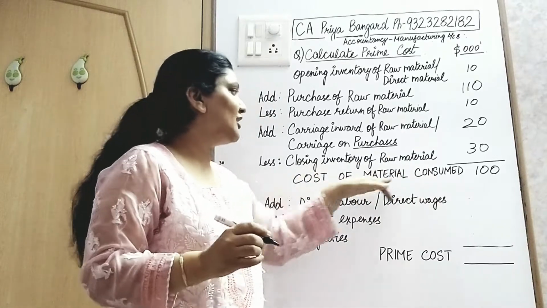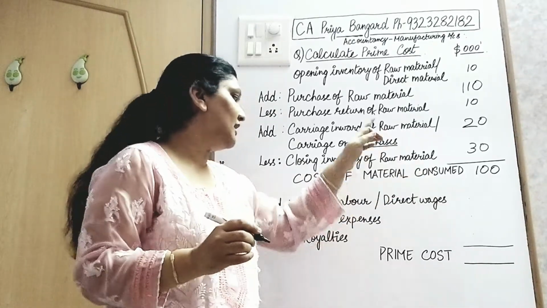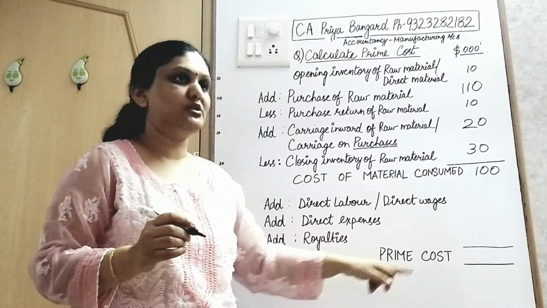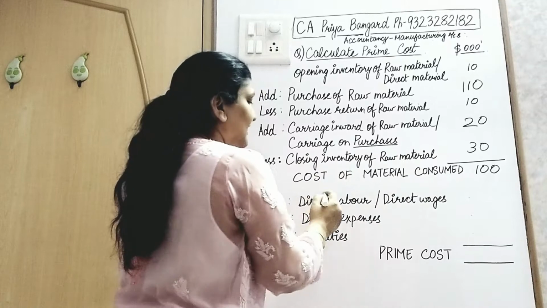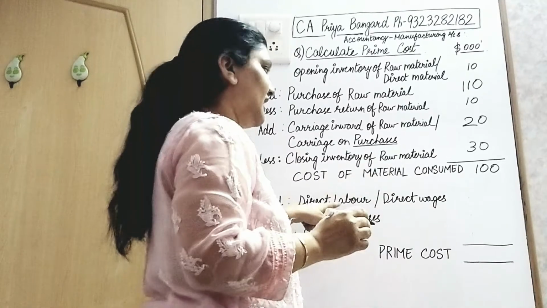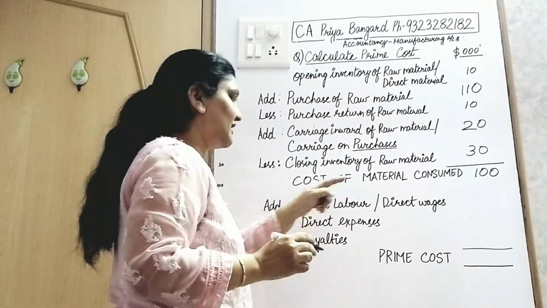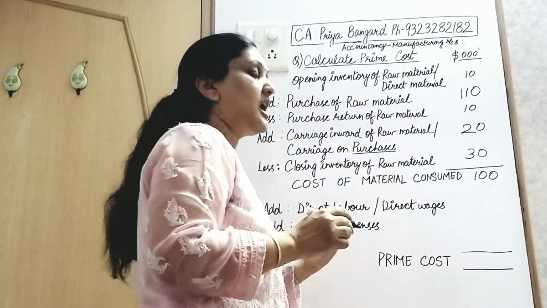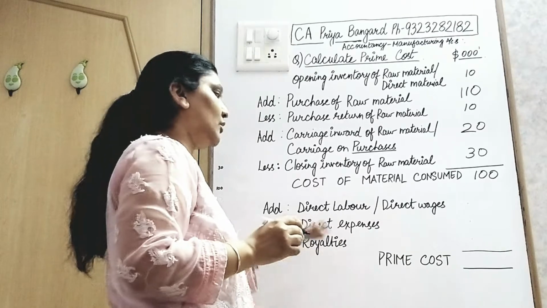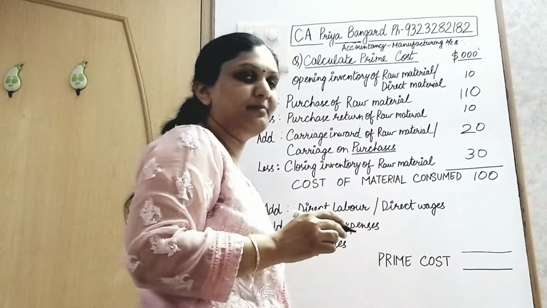Now after calculating cost of material consumed, I will find out prime cost. How will I do that? Cost of material consumed, add direct wages or direct labor, add direct expenses and add royalties. Royalties is a production expense only. When I do this, I get prime cost.